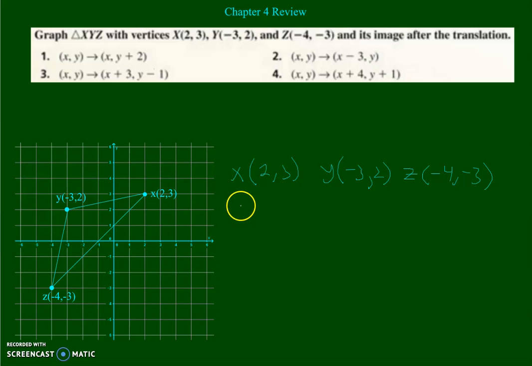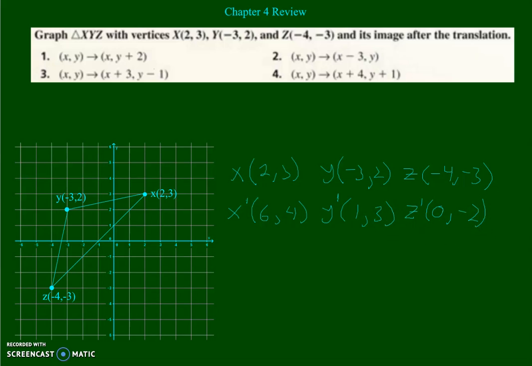So we have X prime: 2 plus 4 is 6, 3 plus 1 is 4. Y prime: negative 3 plus 4 is 1, and 2 plus 1 is 3. And the last point, Z prime: negative 4 plus 4 is 0, and negative 3 plus 1 is negative 2.